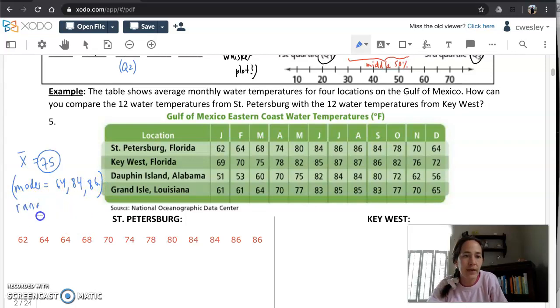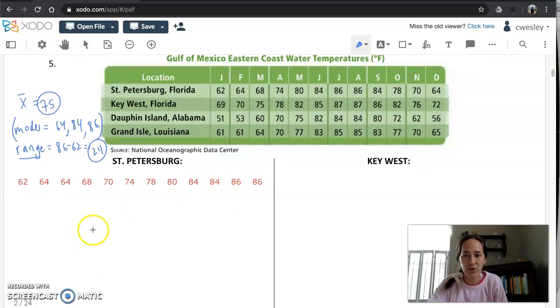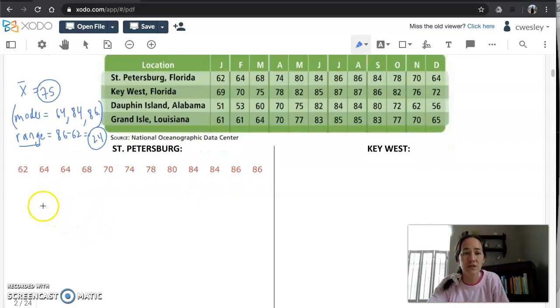And the range we can get just by looking at the max minus the min. Like we said, 86 minus 62 gives you a numerical range of 24 degrees. Throughout the year, the water temperature is varying by a total of 24 degrees. Now that we look at our ordered list, let's do something even cooler. Let's get the 5-number summary.